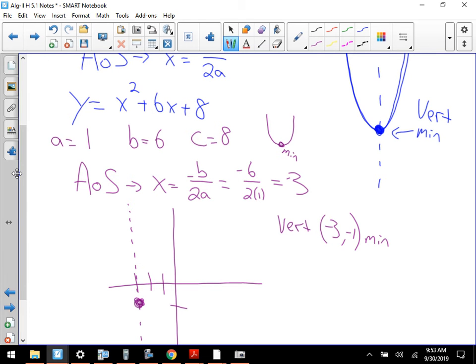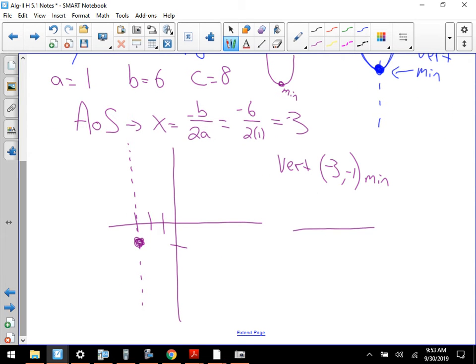0. So what we're doing here is creating ordered pairs for x and y. We already know the vertex is at negative 3, negative 1. If I choose negative 2, we just substituted all that in our heads, and we got what for our y value? 0.